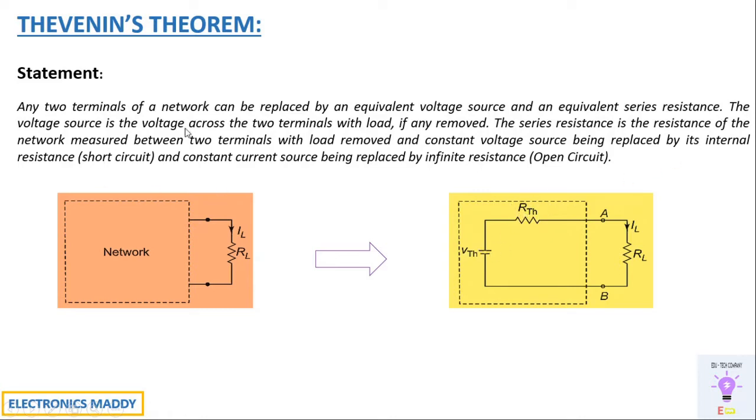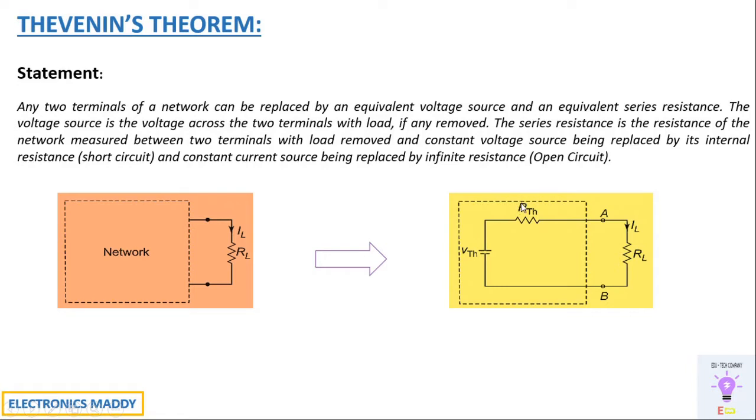The voltage source is the voltage across the two terminals with the load removed, that is VTH, which we are supposed to find. The series resistance is the resistance measured at the two terminals when the load is removed, and the constant voltage source is replaced by its internal resistance, and the current source is replaced by infinite resistance. That means the resistance measured at this point is what RTH is all about.